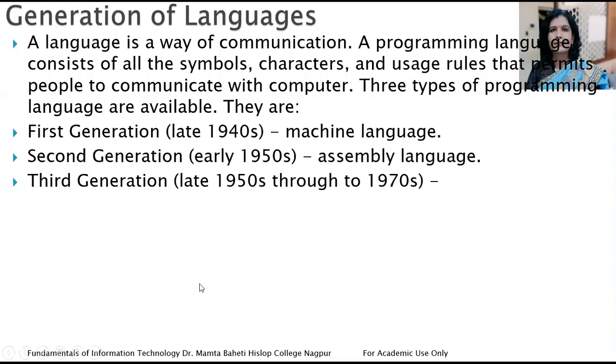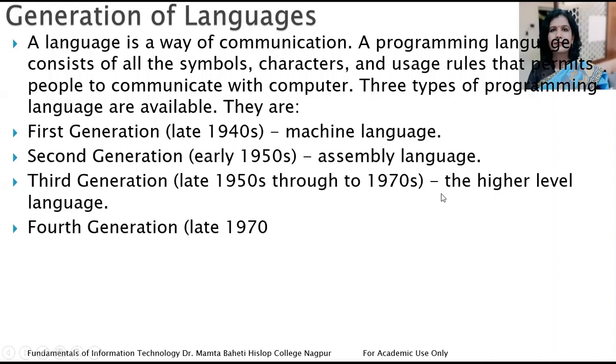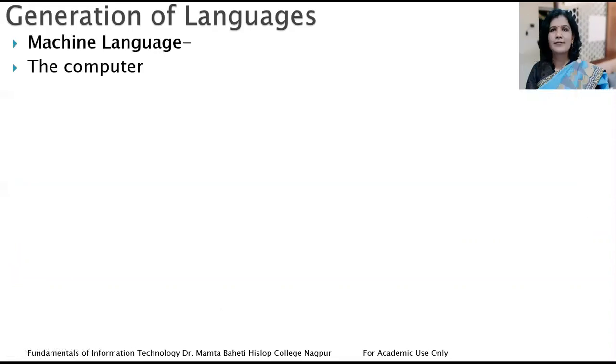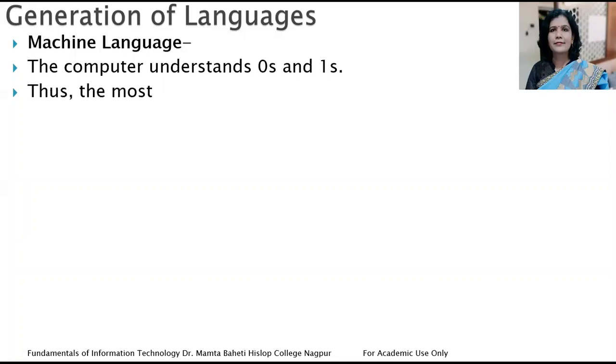So there are three sets of languages: machine language, assembly language, and higher language. Now, fourth generation is coming with a range of different vocabulary, which includes certain query languages and other tools. So fourth generation languages are there. Machine language: the computer understands zeros and ones. So the machine language will have lots of zeros and ones.